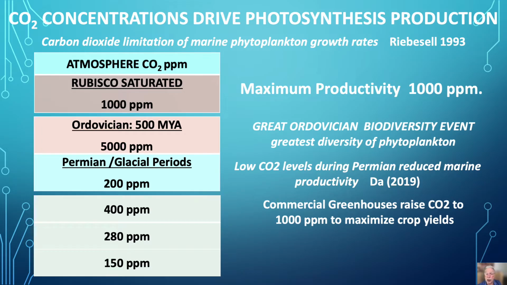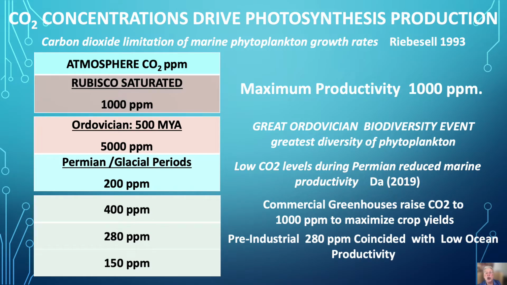For that reason, modern commercial greenhouses raise CO2 to 1,000 parts per million for maximum crop yields. During the pre-industrial times of the Little Ice Age, CO2 concentrations fell to 280 parts per million, and evidence shows during that time ocean productivity was far lower than today. If CO2 concentrations fall below 150 parts per million, then photosynthesis can stop completely. So policies to sequester and lower CO2 must be very careful not to approach this deadly level.